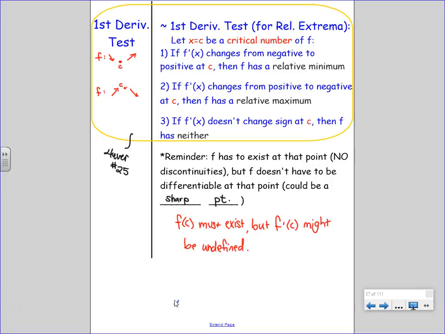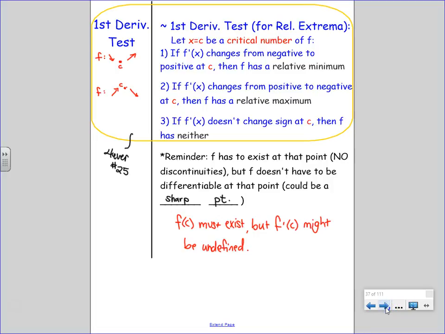In order to have a relative min, that's not a part of the forever card, it's extra. But in order to have a relative min or relative max at a certain x value, the original function has to exist at that x value. If you have a vertical asymptote, it cannot be a min or max because it's not existing. Same thing with a hole. In order to have a max or min, the original function has to exist, but the derivative might be undefined. The derivative is allowed to be undefined because we're allowed to have a sharp point, but the original function has to exist there. Okay, so how do we do this?